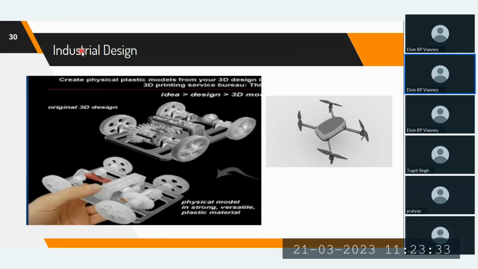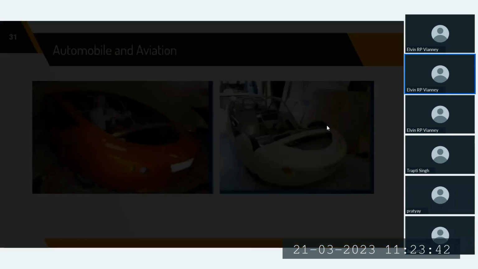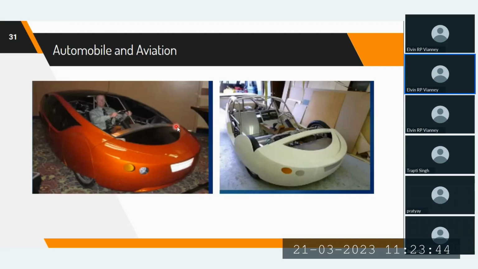First one is industrial design. In terms of components, small components, or maybe drones, we can use the 3D printer. Next one is automobile and aviation. The automobile industry is nowadays completely relying on 3D printers. So the 3D printer plays a vital role in automobiles and aviation.